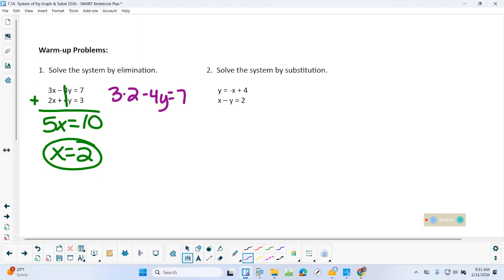Then of course 3 times 2 is 6, I'm gonna subtract 6 over, I'm just gonna mental math it, 7 minus 6 is 1. And we get a very lovely fraction. When we divide by -4, we're at -1/4.